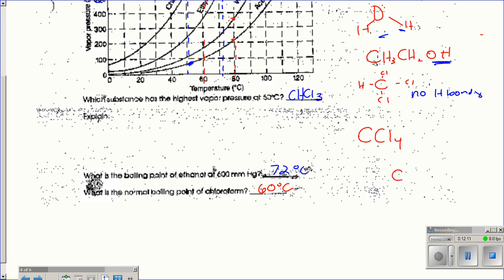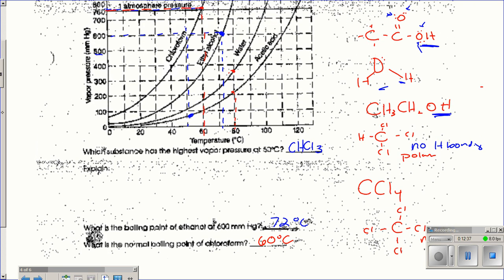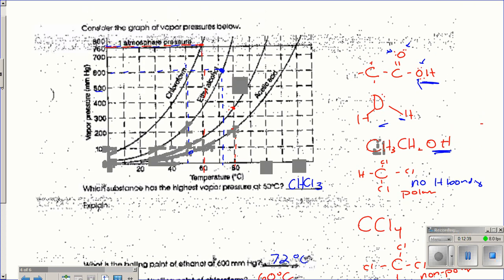So here we have CCl4, we have a tetrahedron, we have a nonpolar molecule, and here we have a polar molecule. Both tetrahedrons, one is nonpolar, one is polar. Think about why that is. Where would you want to place the carbon tetrachloride line on this graph? So think about that for a minute.